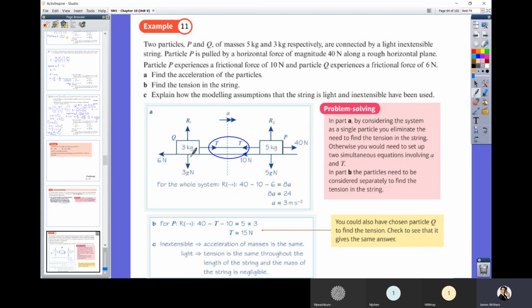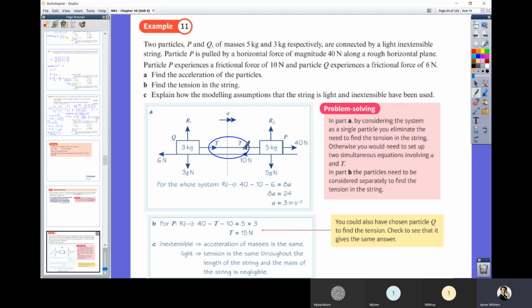Just to make our diagram complete, we've obviously got the weight of Q and the weight of P, so 5g and 3g. And then we have equal and opposite normal reactions. We've got a normal reaction here and a normal reaction here.